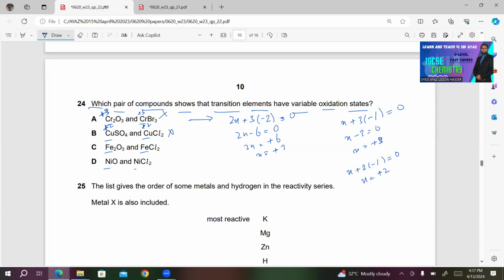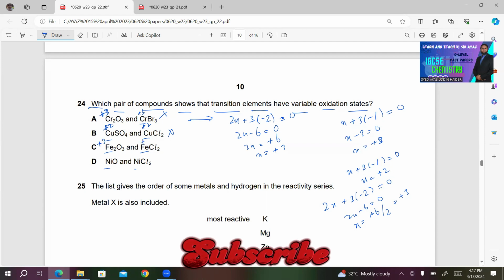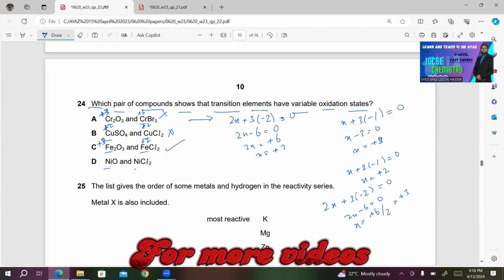Fe2O3, 2Fe, 2x plus 3 multiplied by -2 is equal to 0, 2x minus 6 is equal to 0, x equal to plus 6 by 2 gives plus 3. Here it's carrying plus 3. What about FeCl2? It must be carrying plus 2 charge or plus 2 oxidation state. So this must be the right answer.